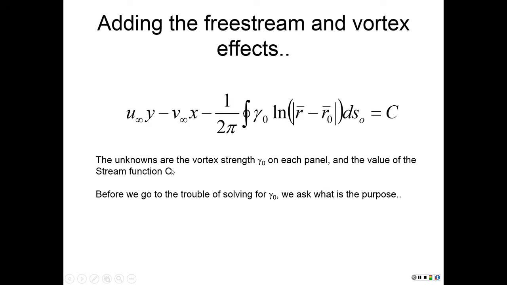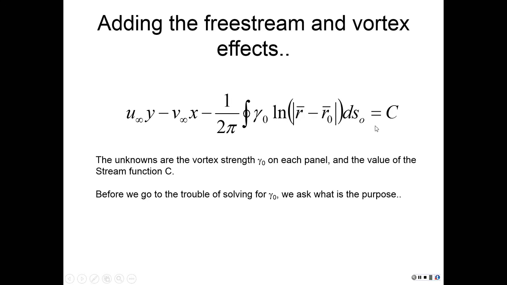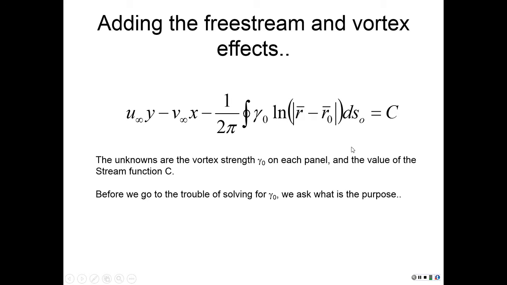As we talked about earlier, no matter where you are on the aerofoil, the body itself is a streamline. It's a stream function of value c, which is a constant. So this is the equation that we had to solve. This is an integral equation. The unknown is buried inside the integral. There's also an unknown here. This is called the integral equation of the first kind, a Fredholm integral equation of the first kind. So we get discouraged. Our unknown is buried in here. So we ask, why do we want to solve for gamma naught? What does it represent? What is the purpose?